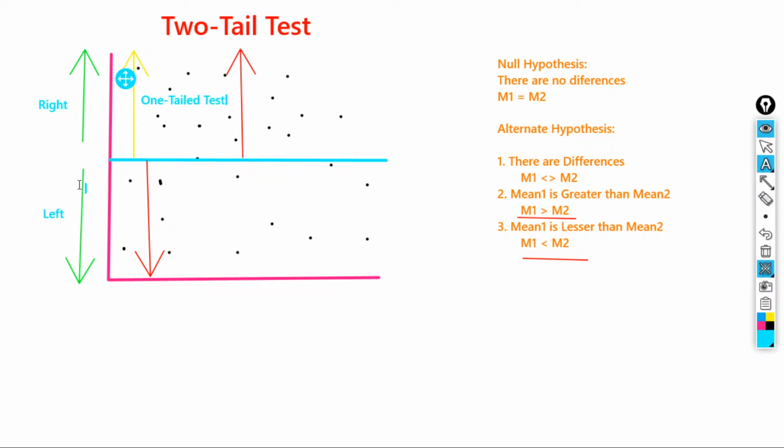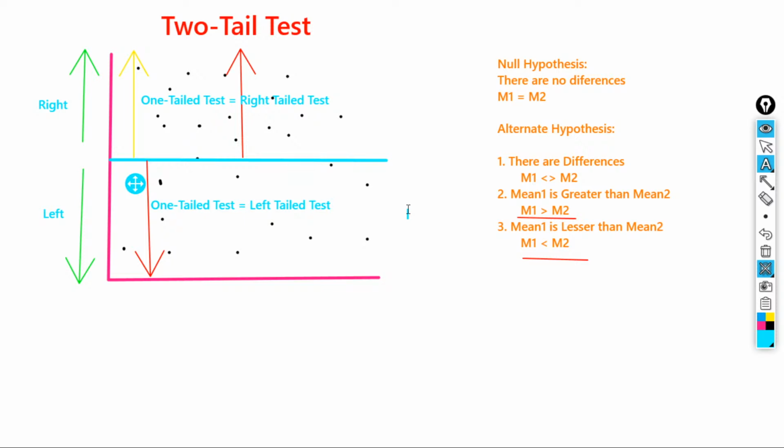Even if the mean is going to evaluate only on the left side, that is also a one-tailed test only. But the idea is, if it is performing on the right side, it becomes a right-tailed test. Whereas if it performs on the bottom, it is also a one-tailed test only, but it is a left-tailed test. This is the concept of one-tail test and two-tail test, left-tail test and right-tail test. So we can understand the type of test that we are doing.